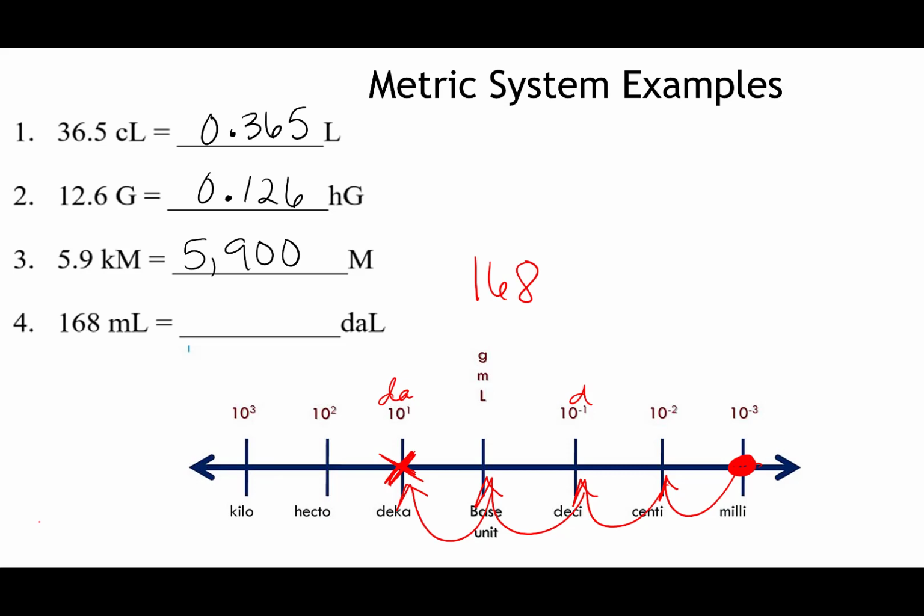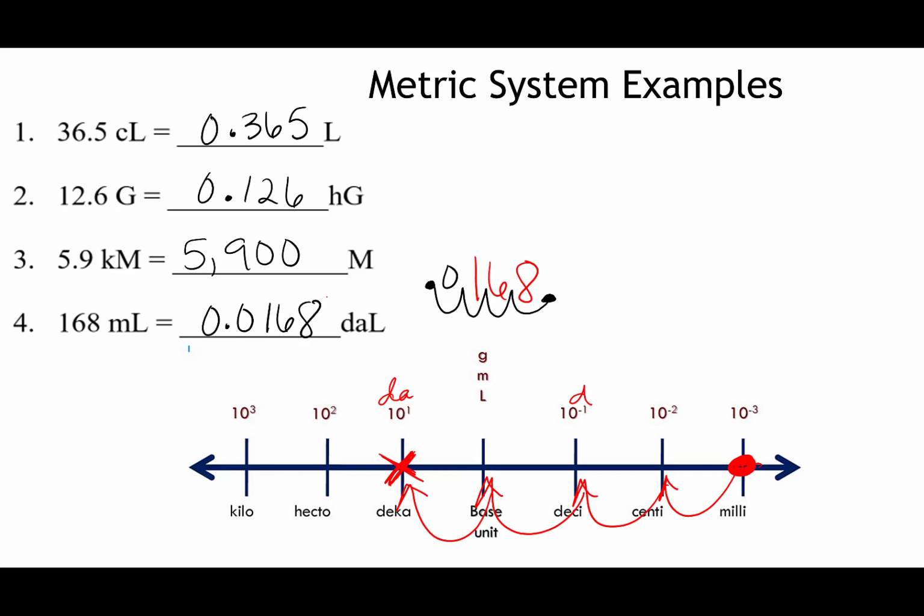So there's no decimal that we can see. So whenever there is a whole number like this, the decimal is always at the far right after the last number. And we're moving this 4 places to the left. 1, 2, 3, 4. And we will need a placeholder. And so 168 milliliters is 0.0168.